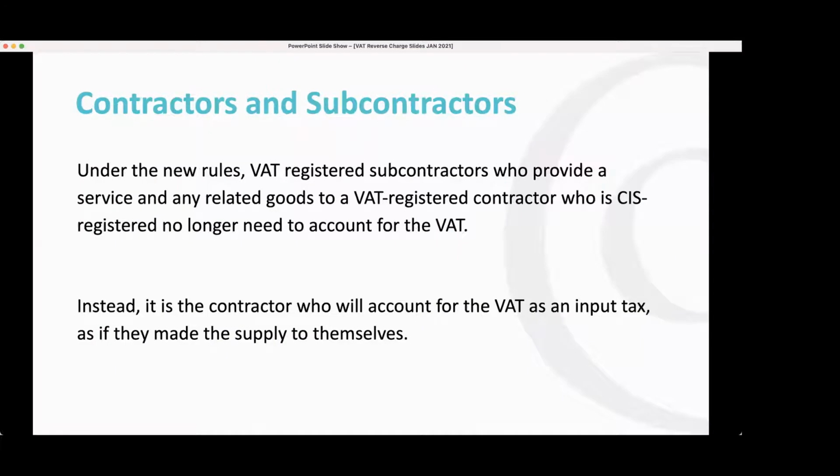Under the new rules, VAT-registered subcontractors who provide a service and any related goods to a VAT-registered contractor who is CIS registered no longer need to account for the VAT. Instead, it is the contractor who will account for the VAT as an input tax, as if they made the supply to themselves. Let me explain with an example how the CIS reverse charge works.